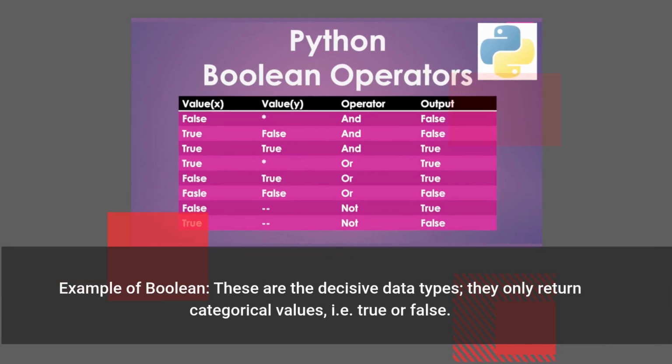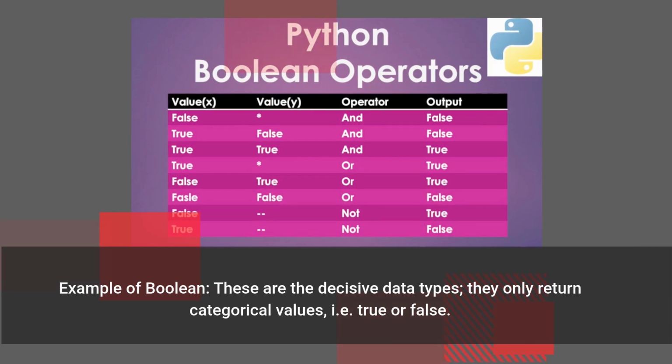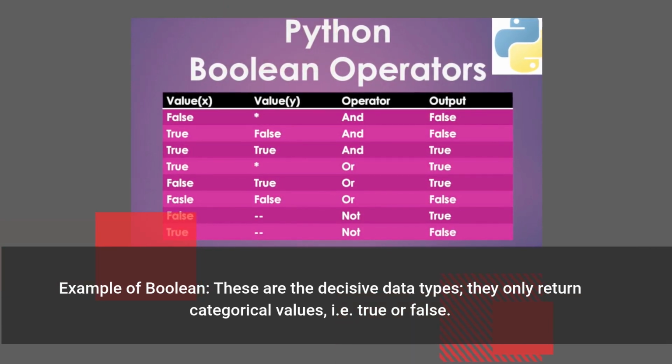Example of Boolean. These are the decisive data types. They only return categorical values, that is, true or false.